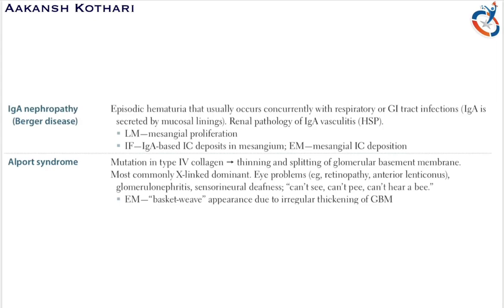Now let us talk about the electron microscopy. In electron microscopy, we see a basket weave appearance. We see a basket weave appearance in the glomerular basement membrane. That is an irregular thickening in the glomerular basement membrane. So are you clear with IgA nephropathy and Alport syndrome? So this is all about nephritic syndrome.